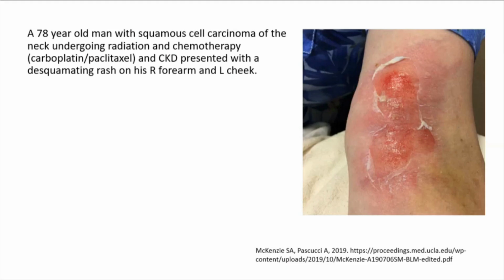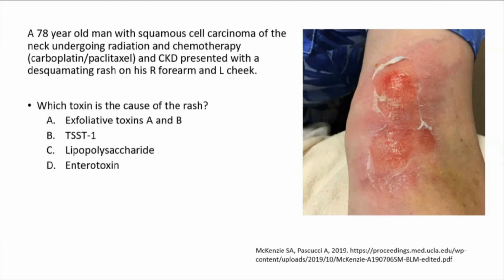Okay, so we're going to do our first question. Vince, could you read it for us? A 76-year-old man with squamous cell carcinoma of the neck, undergoing radiation and chemotherapy, carboplatin and paclitaxel, and CKD, presented with a desquamating rash on his right forearm and left cheek. This is a picture of what it looks like. Which toxin is the cause of the rash? Exfoliative toxins A and B, toxic shock syndrome toxin 1, lipopolysaccharide, or enterotoxin.